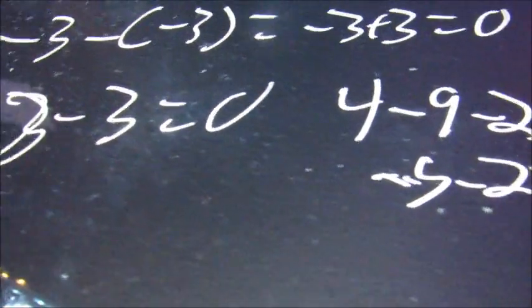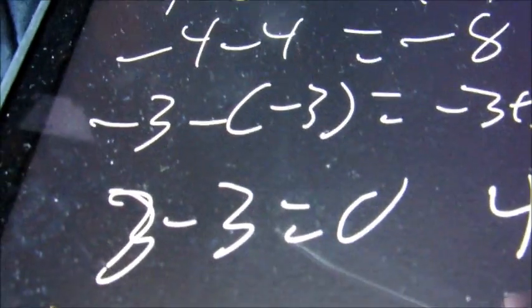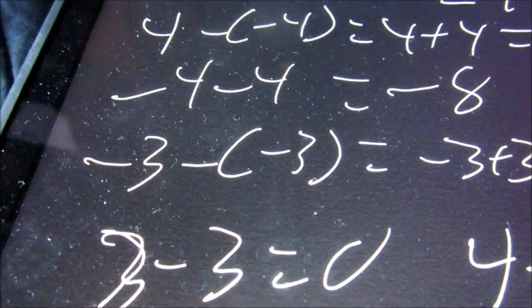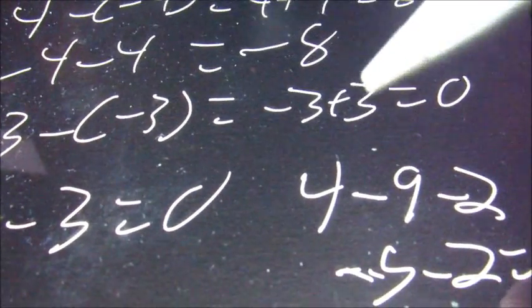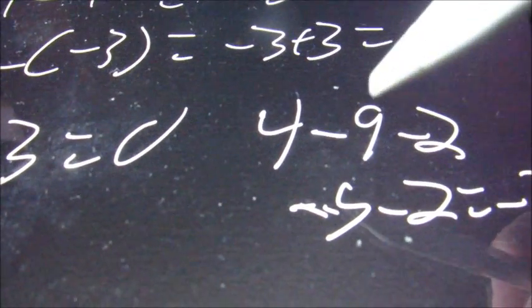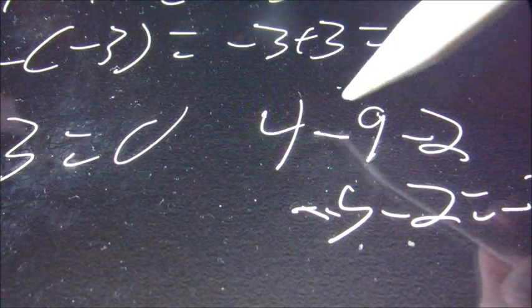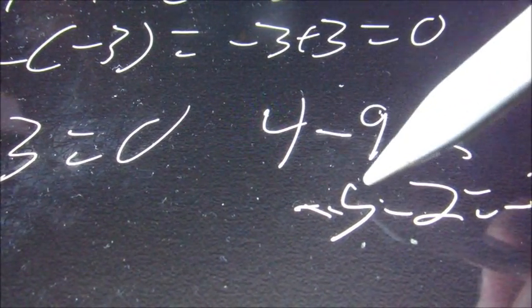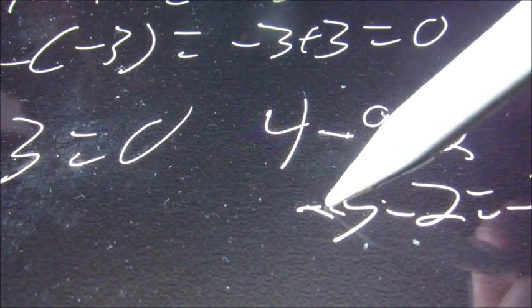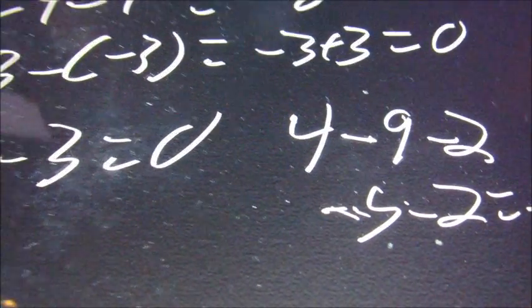One way to do all these is just say bigger number minus the smaller number. Keep the sign of the big. So 9 is bigger than 4, so 9 minus 4 is 5. Keep the sign of the 9, which is negative. And then these are the same signs.